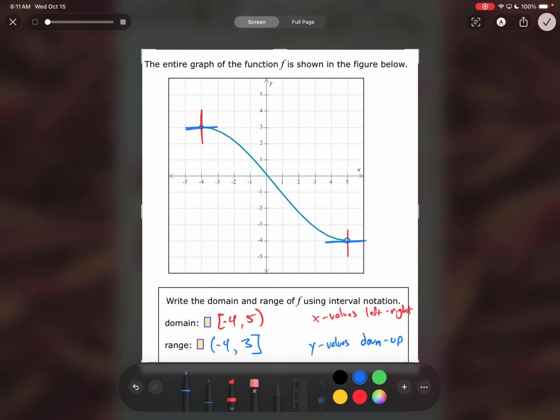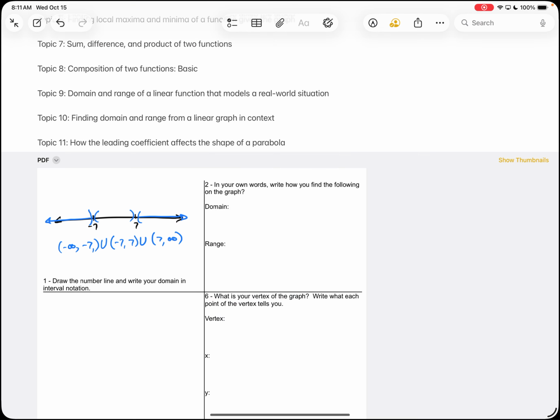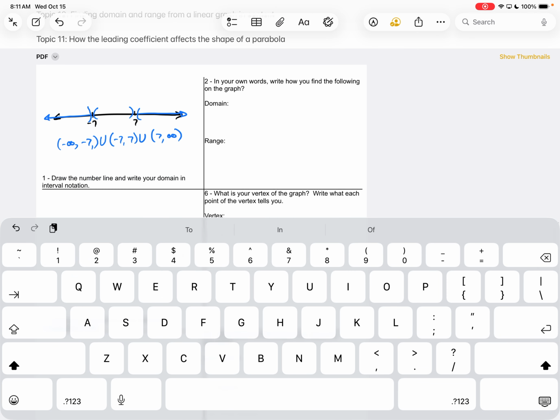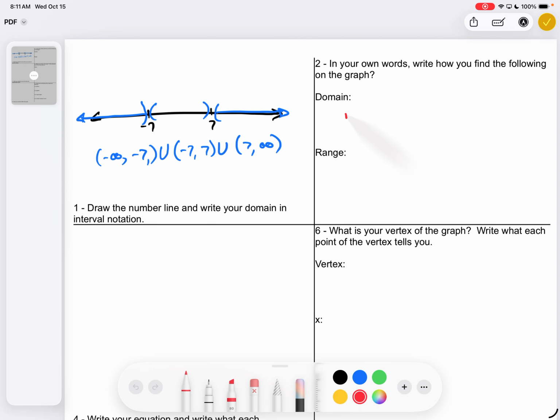So the domain is how far your x's go, or what your x's are on the graph, and your range is your y's. In your own words, write how you find the following on the graph is what the test work page says. So I kind of wrote it right there, but basically the domain is how far left to right, or your x values, and your range is how far down to up. So you can write that any way you want in your own words, whatever helps you solve that when you're looking at the graph.